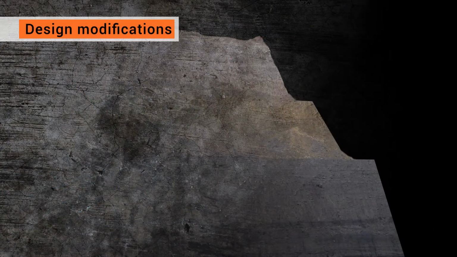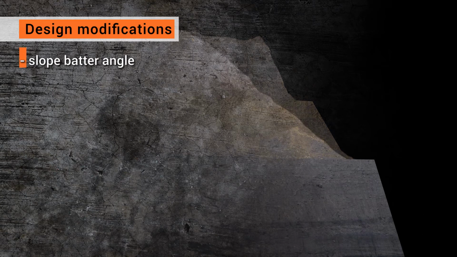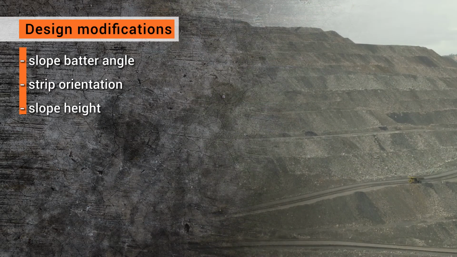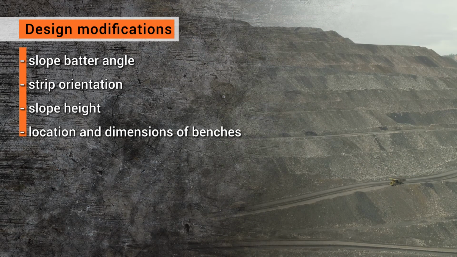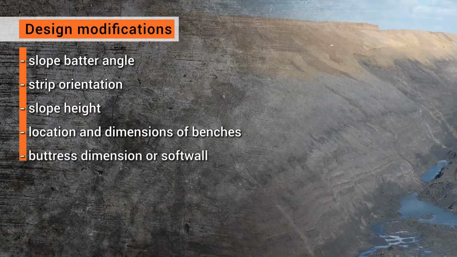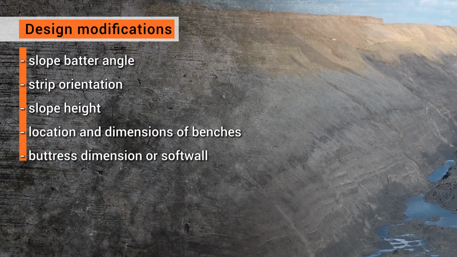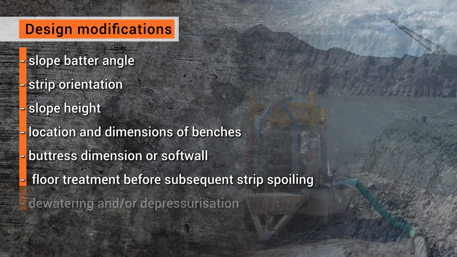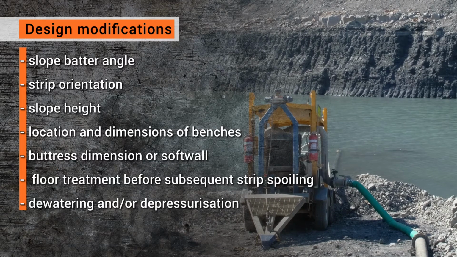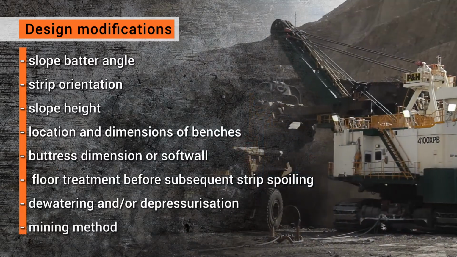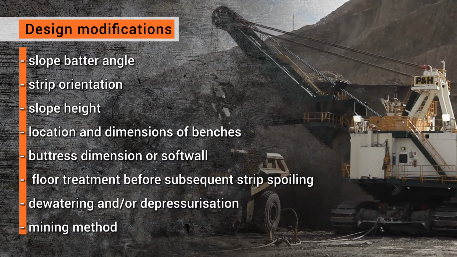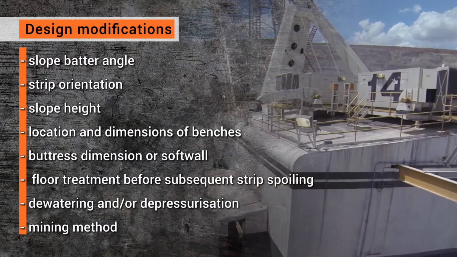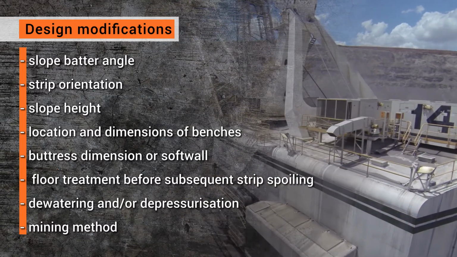Design modifications often include, but are not limited to, change in slope batter angle, change in strip orientation, change in slope height, change in location and dimensions of benches, introduction or change in buttress dimension or soft wall, stipulation of floor treatment before subsequent strip spoiling, stipulation of dewatering and or depressurization requirements, and stipulation of mining method to account for potential instability, such as retreat mining, backfilling by block, dragline digging offline, or defining a minimum equipment to crest offset.